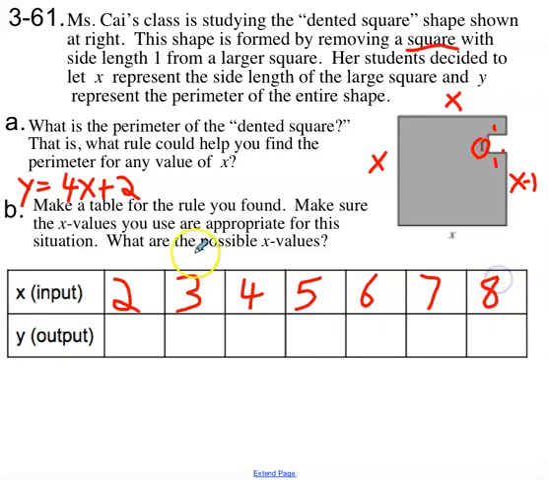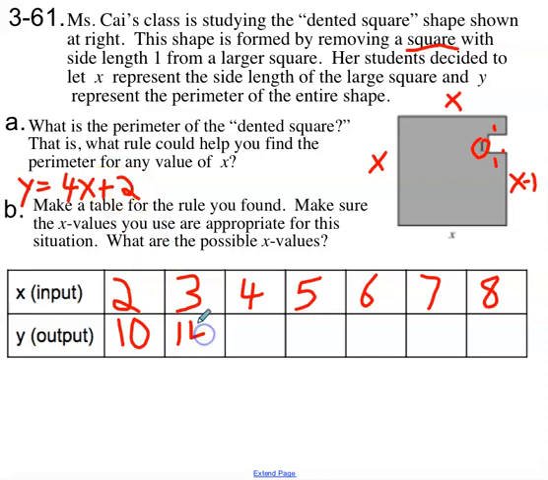So we've done this a lot in the past. So let's look at the rule. 4 times x plus 2. So if I plug 2 in for x, what's 4 times 2? 8 plus 2 is 10. Which means if x was 2 units long, the perimeter, remember, it's a dented square, so going in here, would be 10 units. Let's try the next one. 4 times 3 is 12. 12 plus 2 is 14.